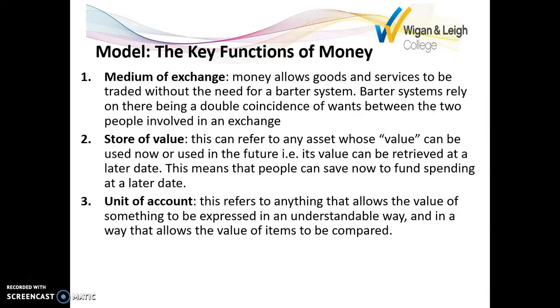It's also got to have what we call a unit of account. This refers to anything that allows a value to be expressed in an understandable way. So it allows us to say, yes, that TV is worth £399. That TV is worth £599 because... So we have a set value, so we know if it's worth double the price, it should be better quality, or it's more desirable, or it's more valuable. And that unit of account makes us understand this.